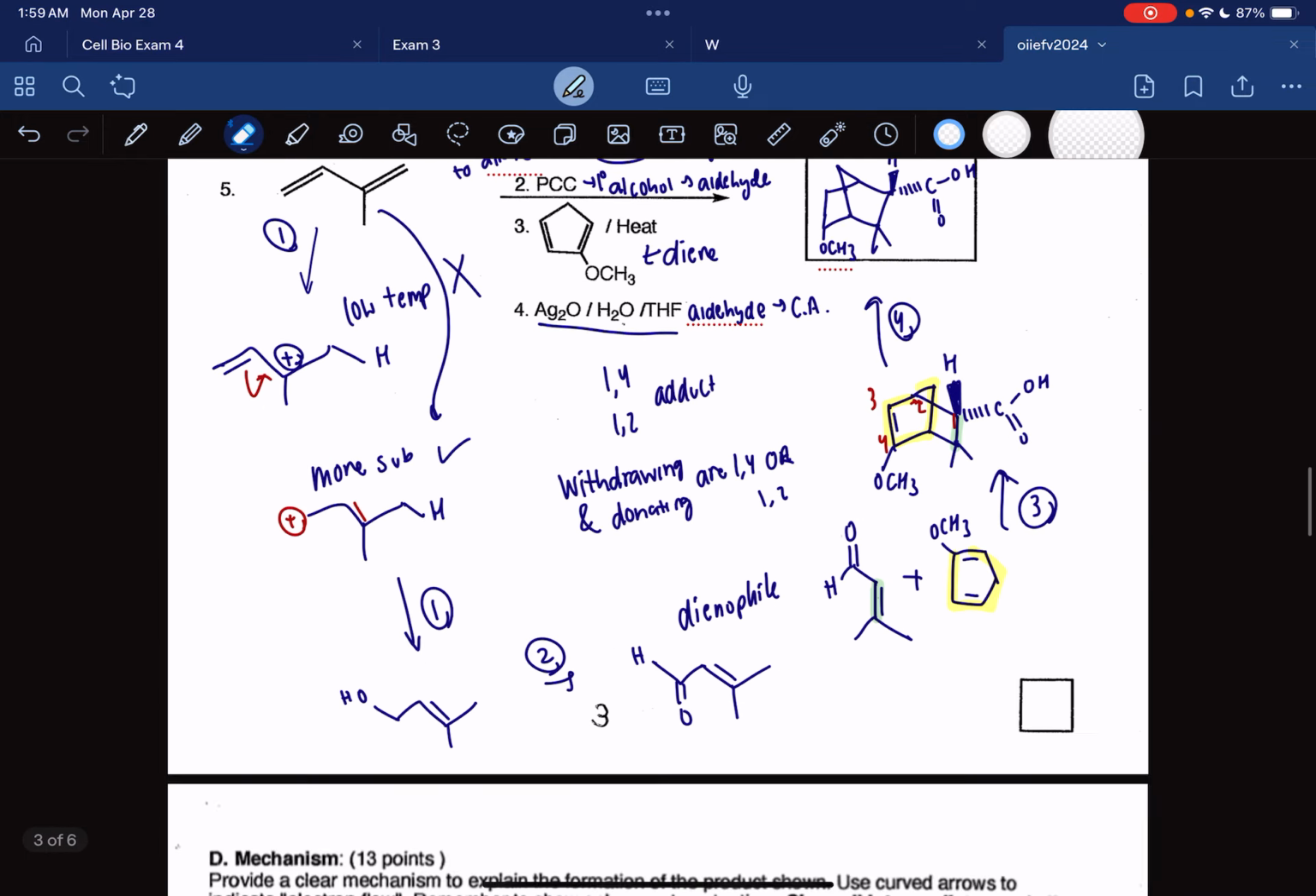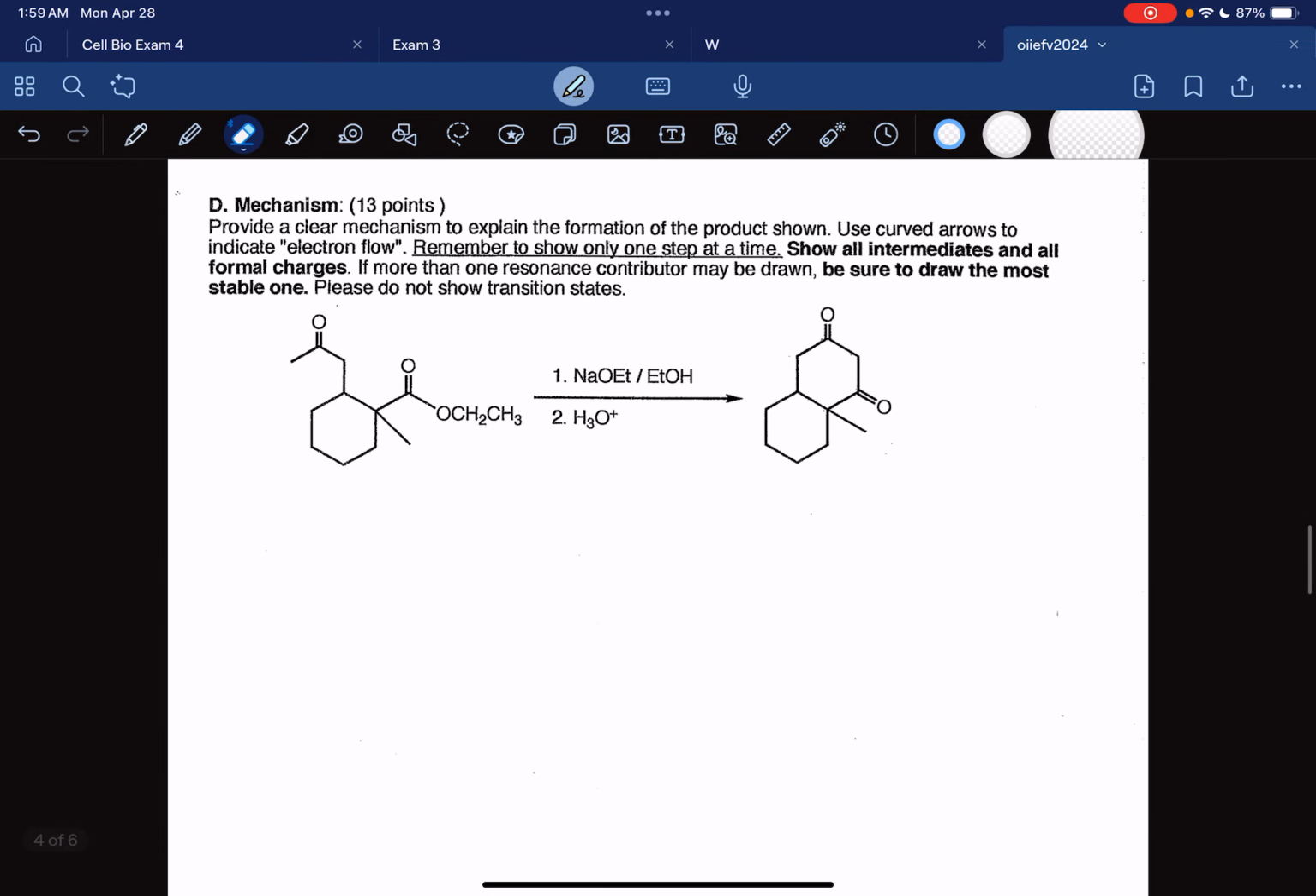Let's go to the mechanism now. The biggest thing with the mechanism is you need to always draw the most stable intermediate. Obviously don't show the transition states, but you need to draw the most stable intermediate for, I think, an extra one point or something. So you don't want to miss that.